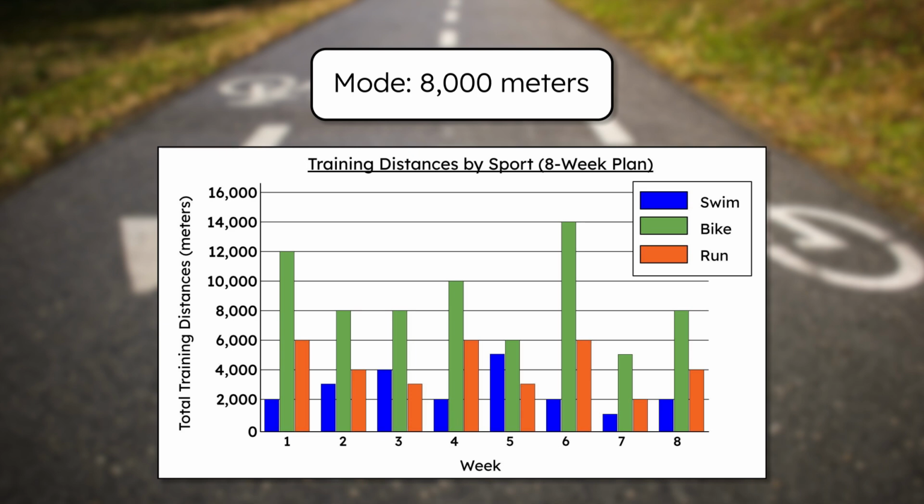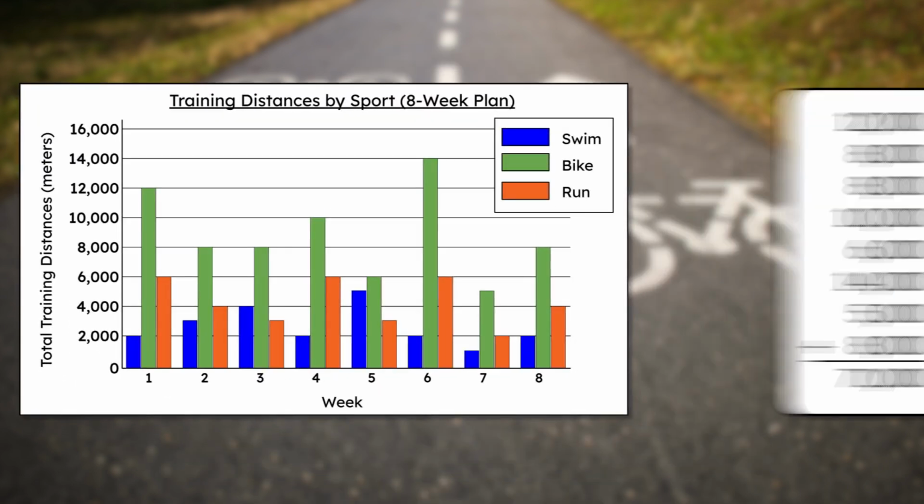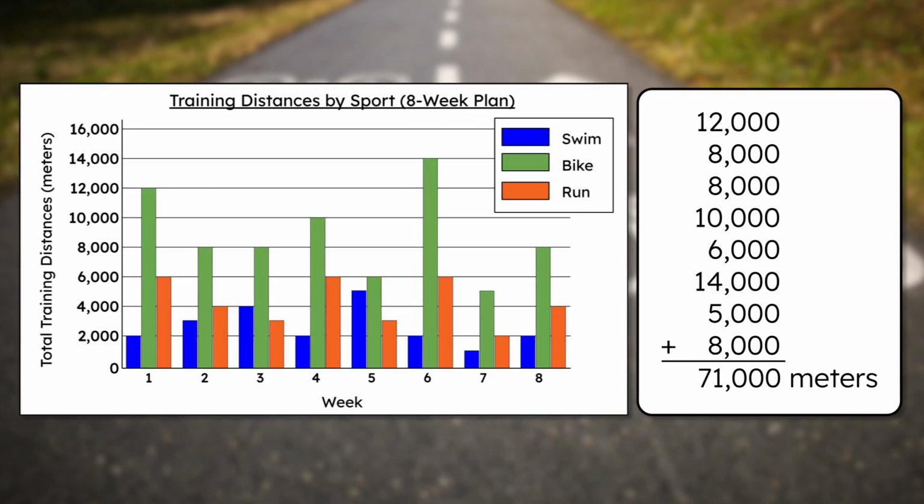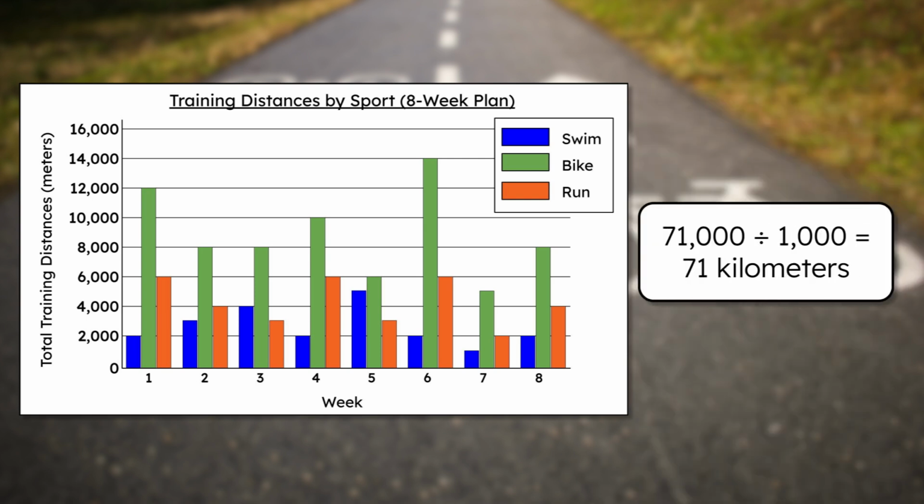biking is 8,000 meters. And if we add up all 8 weeks of biking distances, we get a total of 71,000 meters. To convert that to kilometers, divide by 1,000. 71,000 divided by 1,000 equals 71 kilometers of biking across 8 weeks.